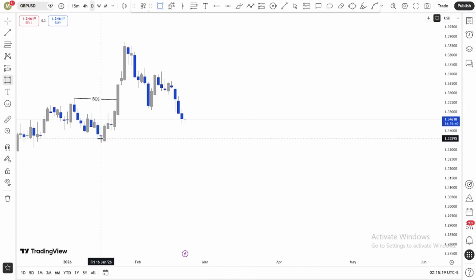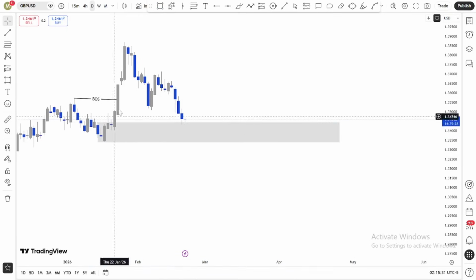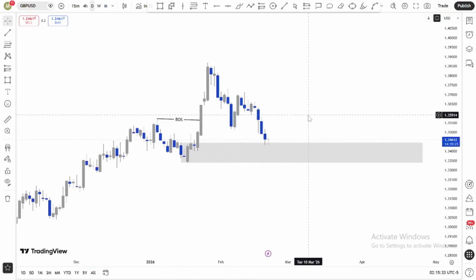So I would not like to use this one. I would like to map this one out because this one is obvious compared to this one here. So I will just map the whole of this out like so and extend it out. Now that price has gotten to this level, you can see price has just been retracing, selling to the downside. Now price has gotten to this level, which is my point of interest.